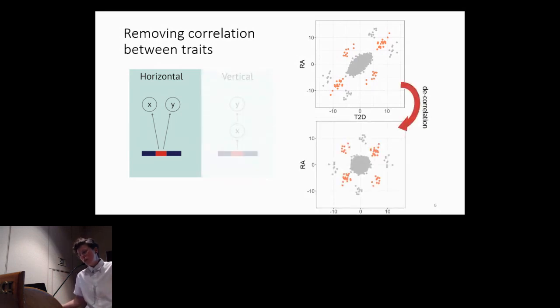Because this vertical pleiotropy is caused by correlation between the traits, we want to do a decorrelation transform. Then we see that particularly the SNPs in the middle, the gray SNPs, that don't actually have an effect on any of the traits, also show correlation in the upper example. But if we do this decorrelation step, it is gone. So now we can actually move on, and any pleiotropy we will find will be this direct horizontal pleiotropy.